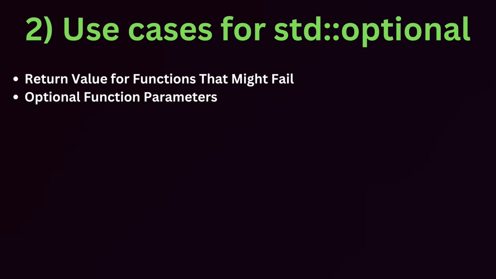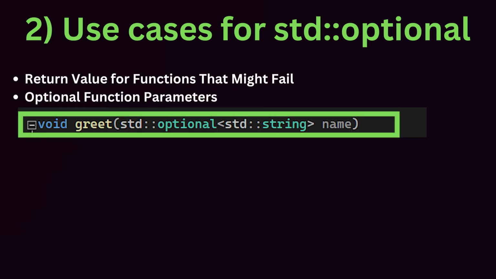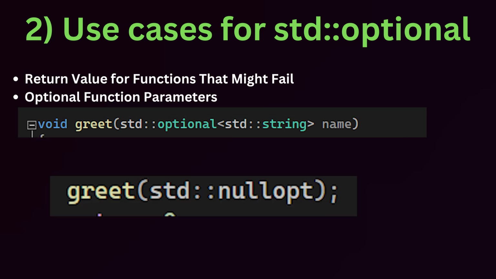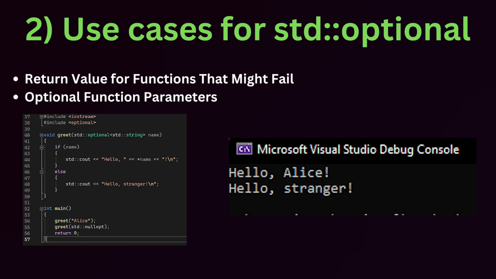Another great use case for optional is handling function parameters that may or may not have a value. It lets us pass an empty optional instead of using special default values, like null or nullptr. Here is an example code snippet and the output.